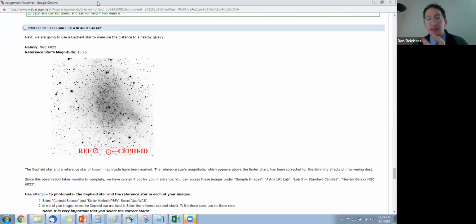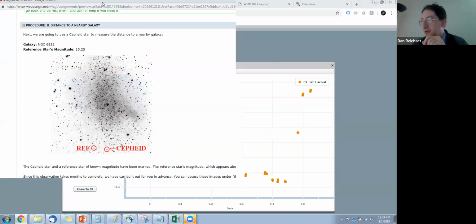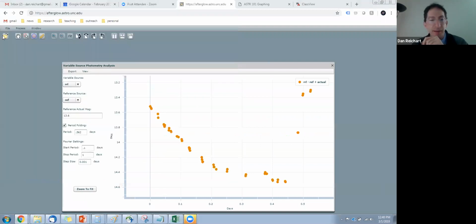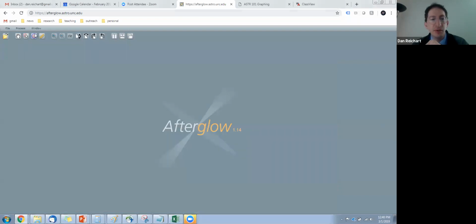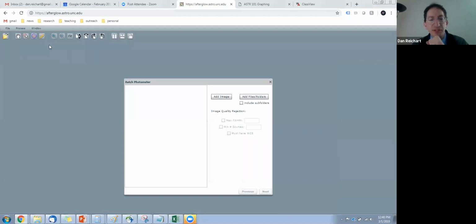Next is the Cepheid. Same deal, except the luminosity depends on the period. I'm going to walk you through that, but you'll see the repetition here, so we'll get rid of this. Do it again. So, process batch photometry.